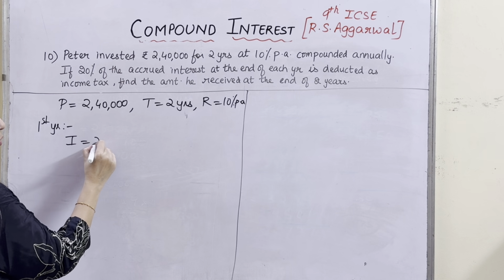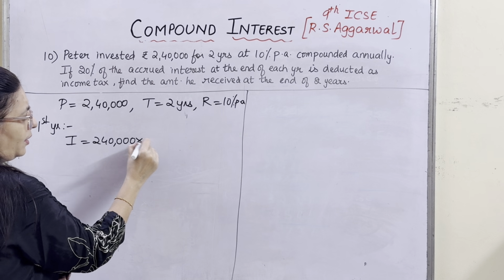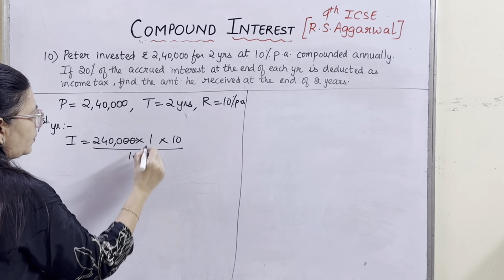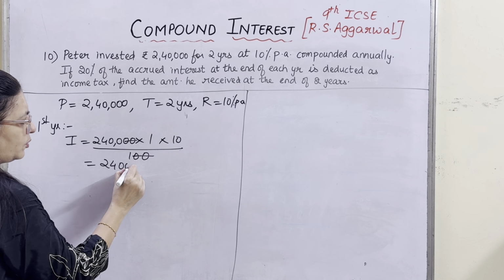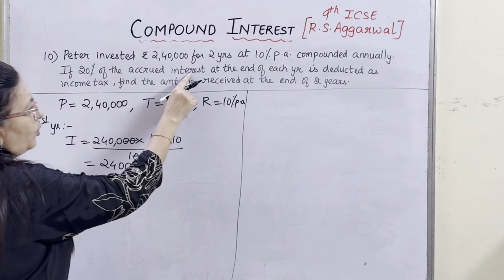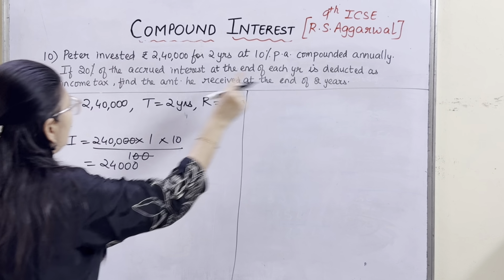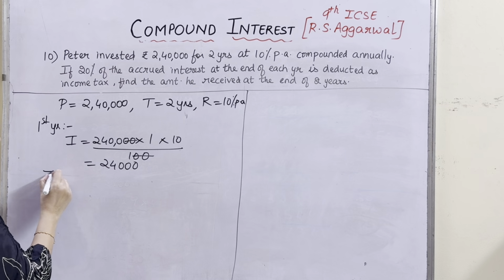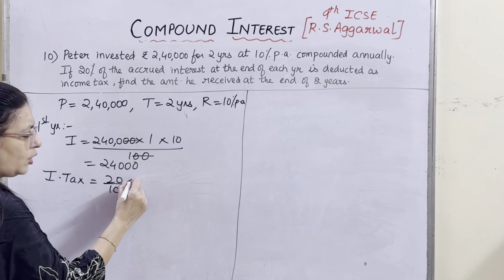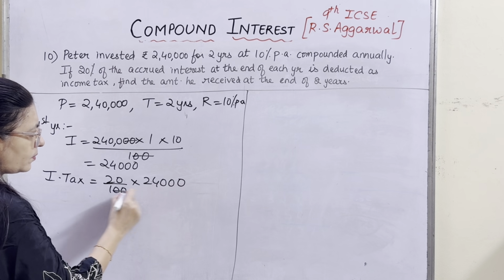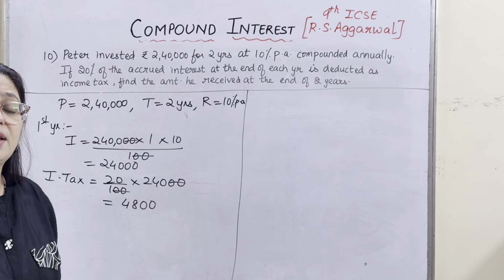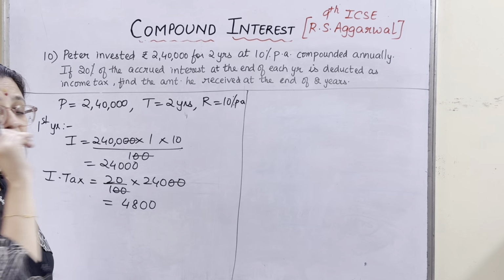the interest is 2,40,000 principal. Time we will take 1 year. Rate is 10% upon 100, which is coming to 24,000 rupees. This is the interest for the first year. Now, 20% of the interest at the end of each year is deducted as income tax. So, let's first find income tax. What is income tax? It is 20% of the interest. So, it would be 4,800. This much is the income tax which he has to deduct.